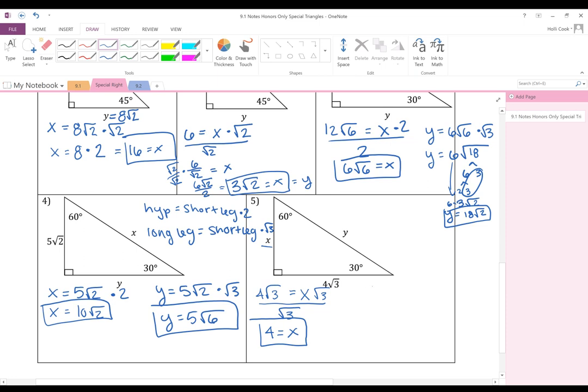And now we need to find our hypotenuse, our y value. So it's our short leg, which is 4 times 2. So that's going to be 8. Okay, and that's it for special right triangles.